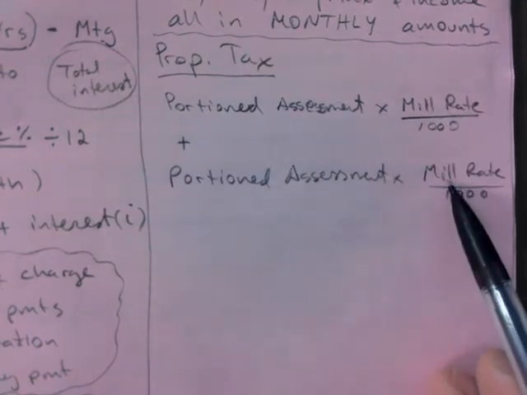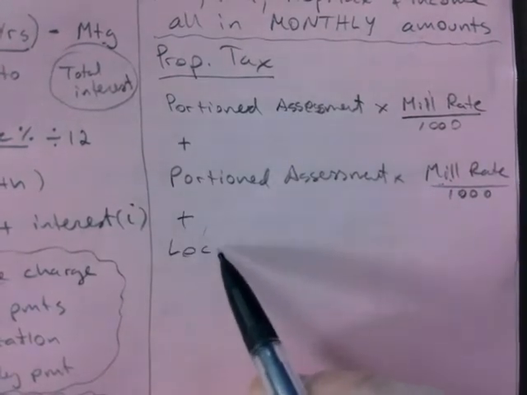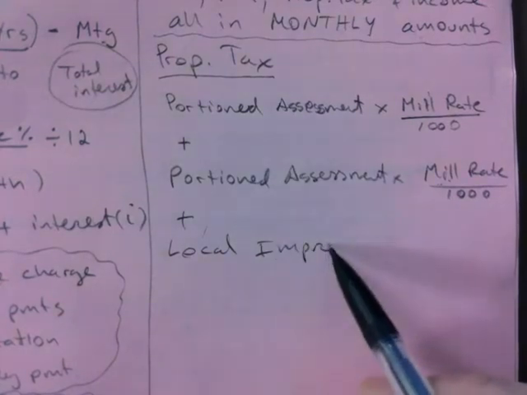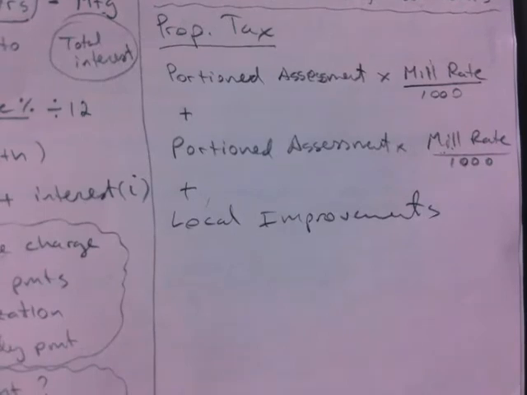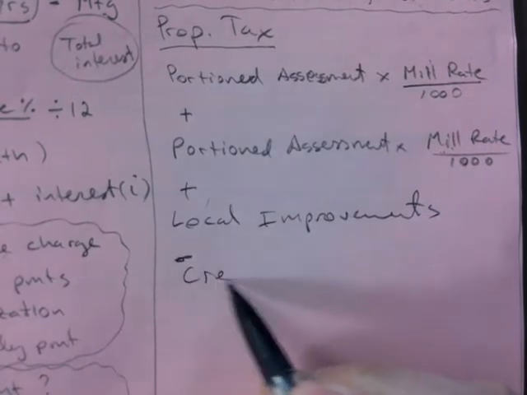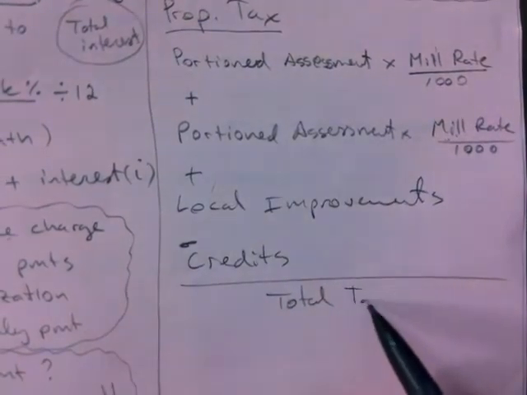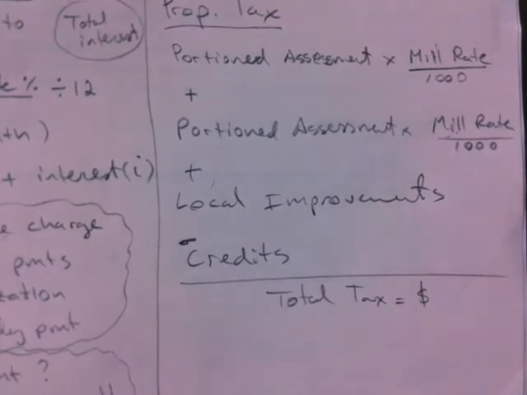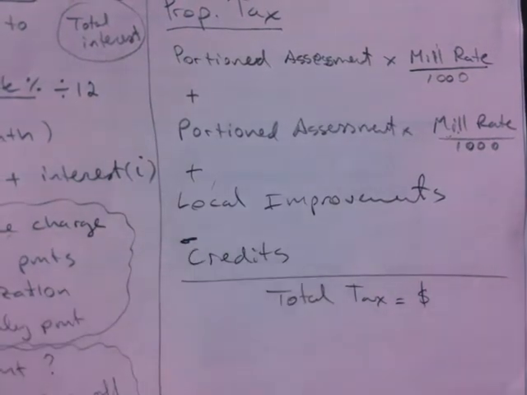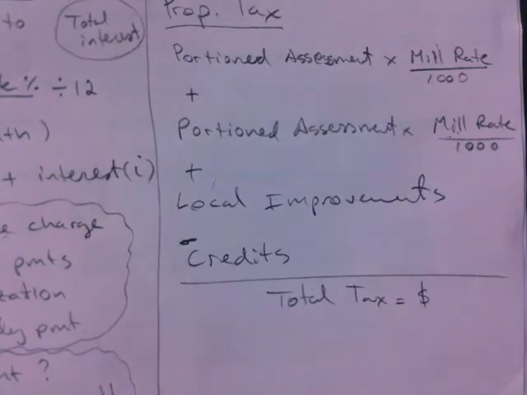If you're only given one mill rate, you're only going to have to perform this once. If there are 2 mill rates, right, education and municipal, you might have to do it twice, right? And any local improvements, if there are any, that's based on the frontage of the house, minus any credits, right? That is going to be total tax, right? And you need to know, I will go up for this, just highlight it.